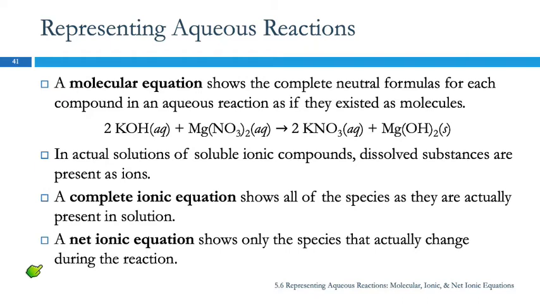A net ionic equation only shows the things that are getting involved. The other people that just came to the party and didn't get hooked up with anybody, those are not shown in the net ionic equation.